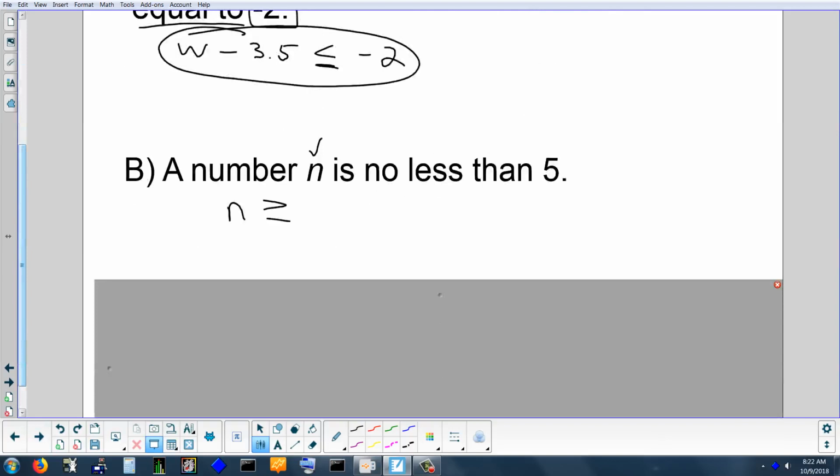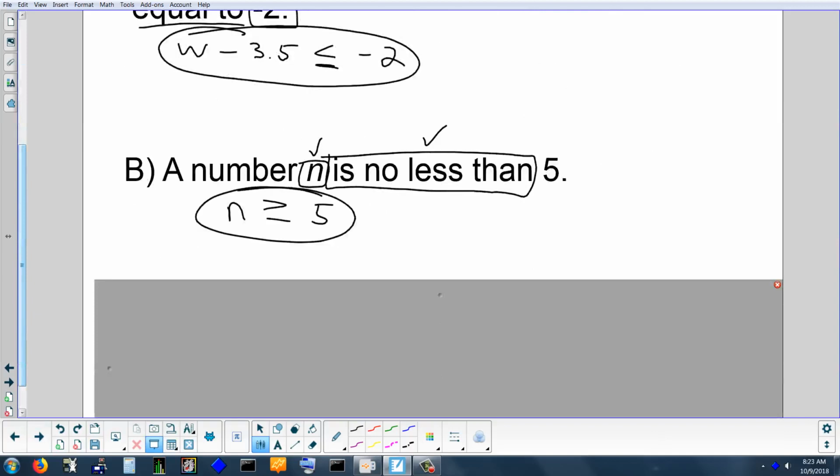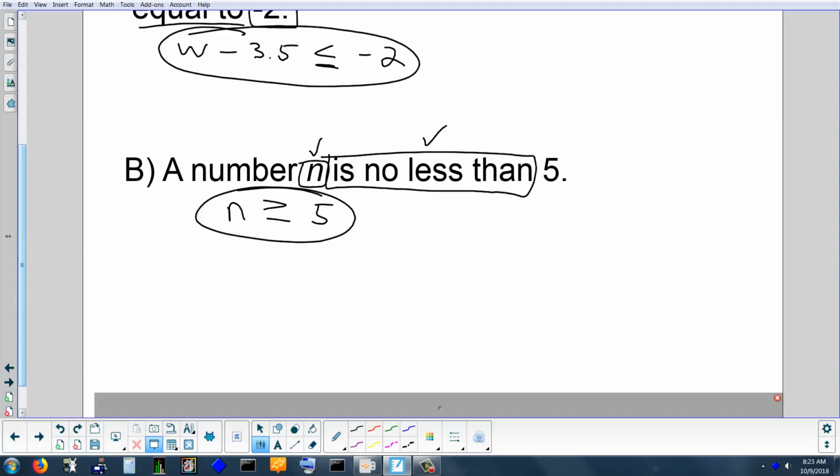So that was that part. We just did that whole box. And n is no less than what number? 5. There you go. So n is greater than or equal to 5. Now this one, if they asked you to solve it, well, it's already done. The variable is already by itself. There's nothing with it, so there's really nothing you'd even solve for here.